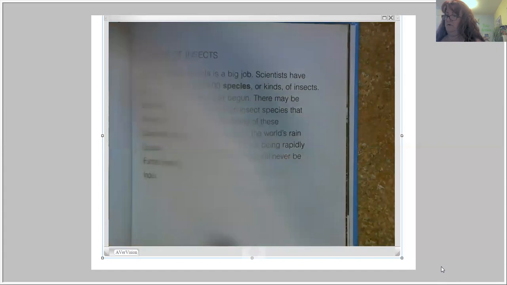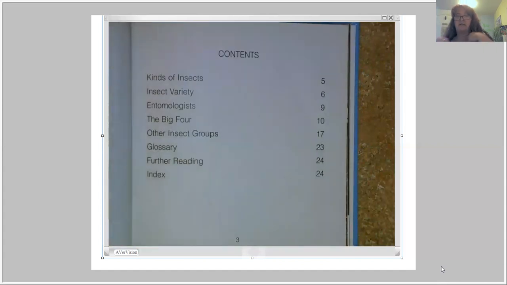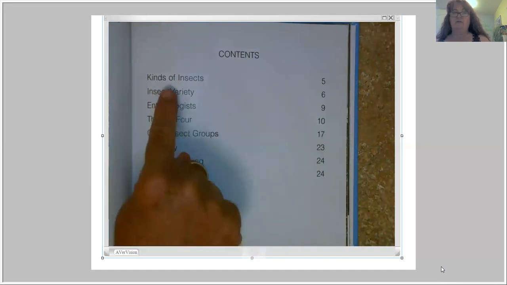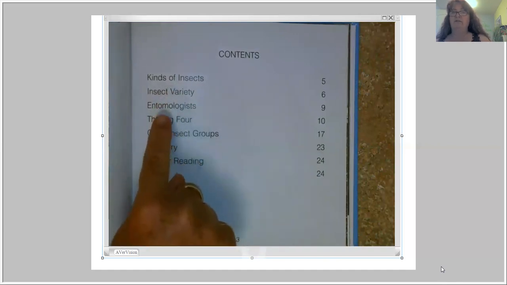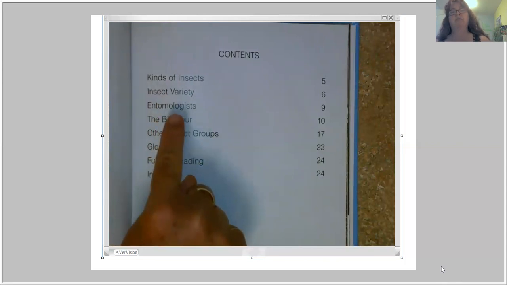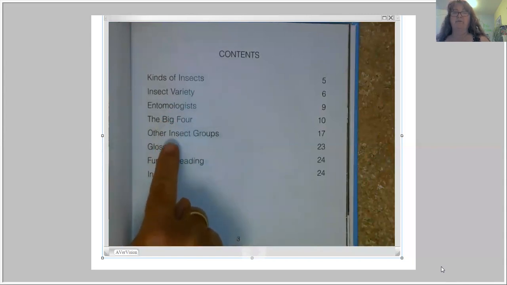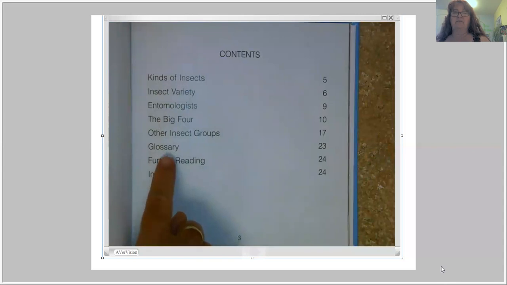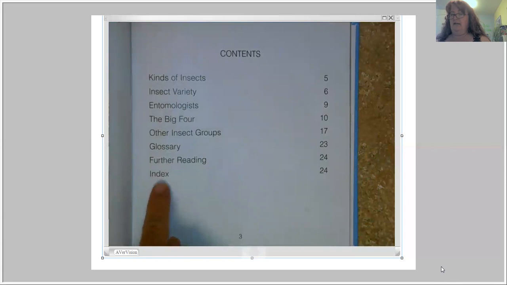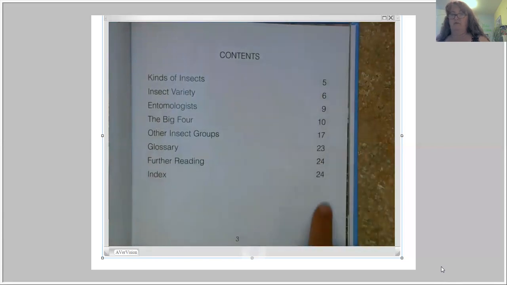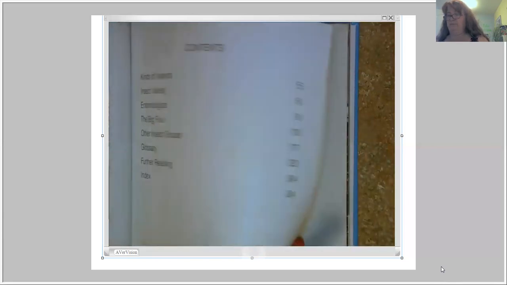Our table of contents is going to tell us the different chapters or different parts that we're going to learn. We're going to learn about kinds of insects, insect variety, entomologists. It's a big word. It's probably going to be in bold black, and we'll find it in our glossary at the end. Then the big 4, other insect groups. Here's our glossary, our further reading section, and our index, and the page numbers that we're going to find all of those on. So let's get started. I'll show you the pictures while I read the words.